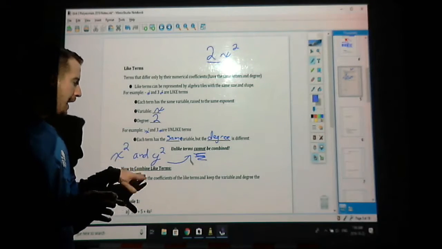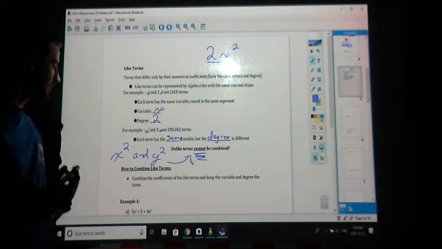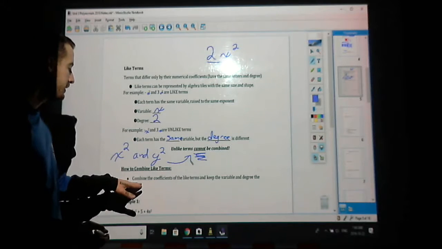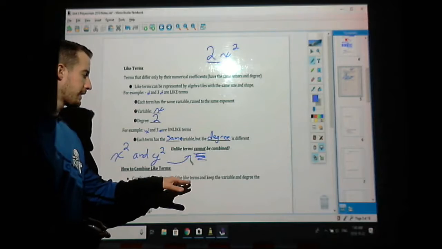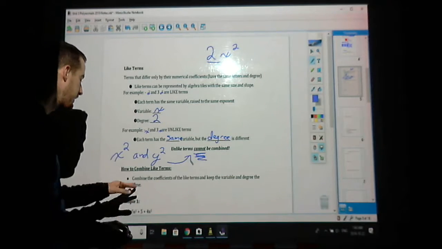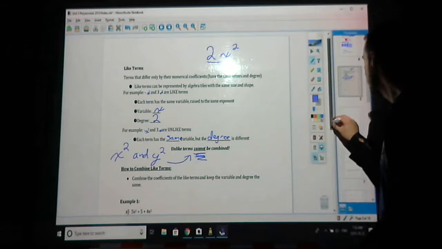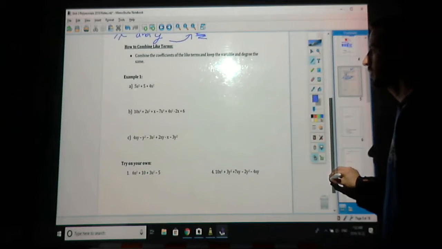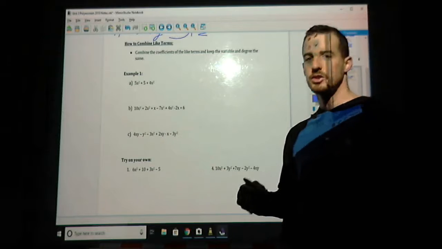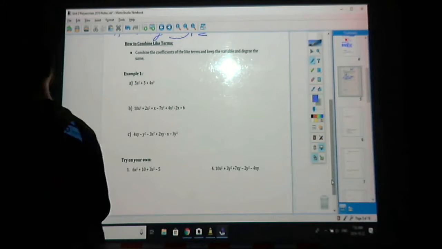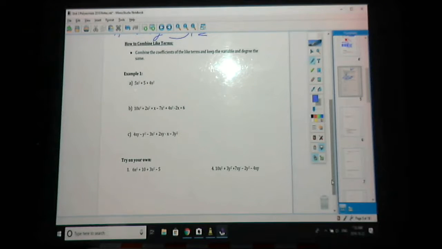Okay, so how do we combine like terms? Well, we combine the coefficients of the like terms and keep the variables and degree the same. Okay, so especially when we're adding and subtracting, when we multiply and divide, it gets a little bit more complicated, but honestly doesn't change that much, right? If we can understand adding and subtracting, we can definitely understand multiplying and dividing. Okay, so here we go.